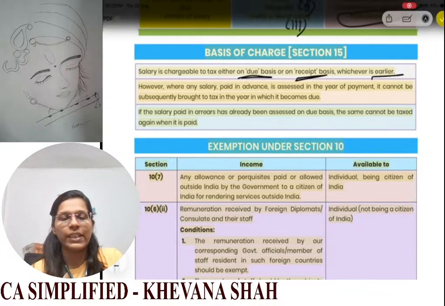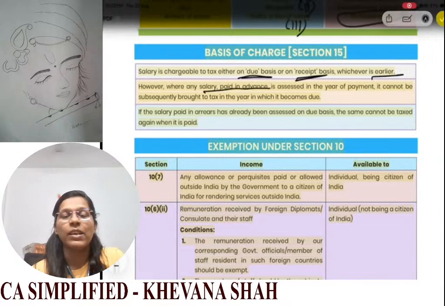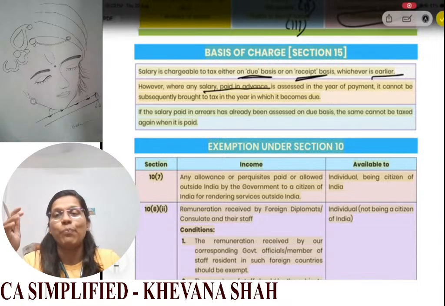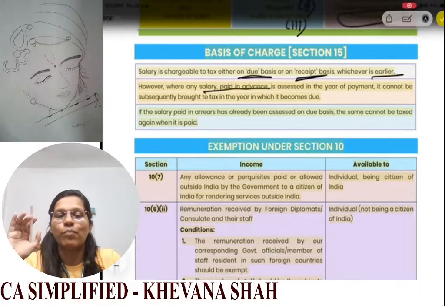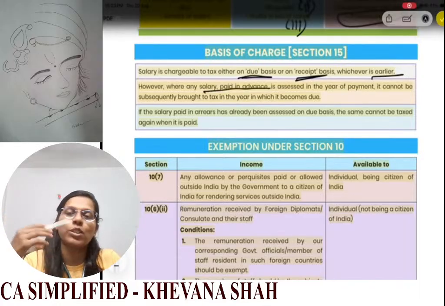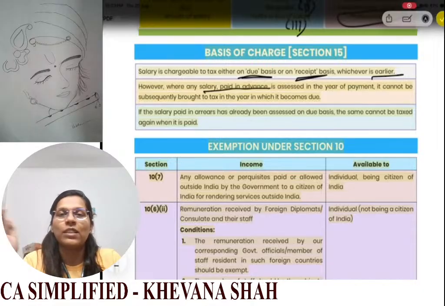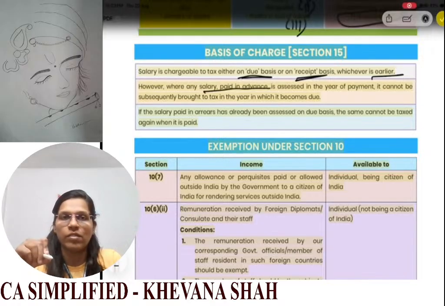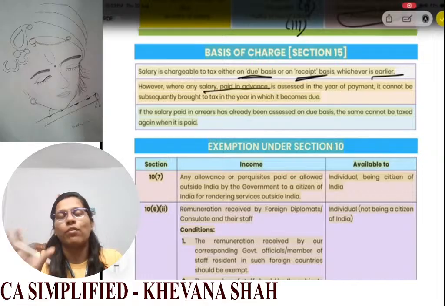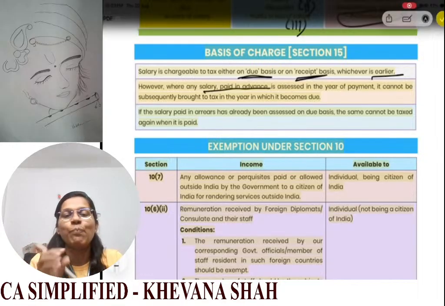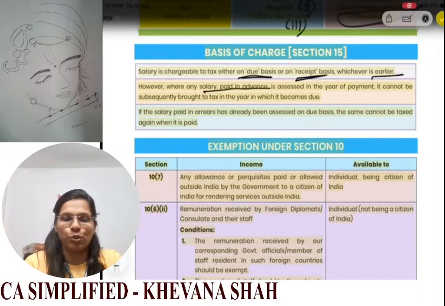Then any salary which is paid in advance is assessed in the year of payment. So usually salary tax is assessed in the year it is due, not in the year of payment itself. But if there is any salary which is paid in advance, then it will be assessed in the same year in which the payment is made. It cannot be subsequently brought to tax in the year in which it becomes due. Okay. So once you have charged the salary when it is paid, then again you cannot charge tax on the same when it becomes due.